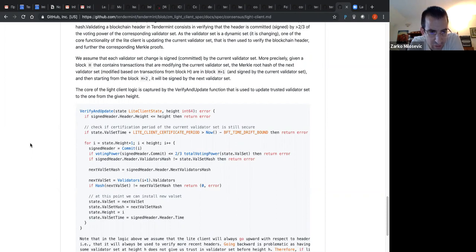And you see here, we set it to the previous height and the time from the previous header, from this point in time. So if you just follow the headers, we finally initialize the validator set which will be in power for the height provided as an input to this verify and update function.